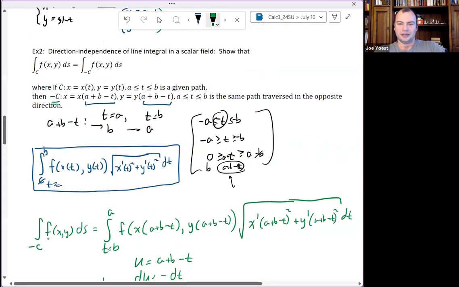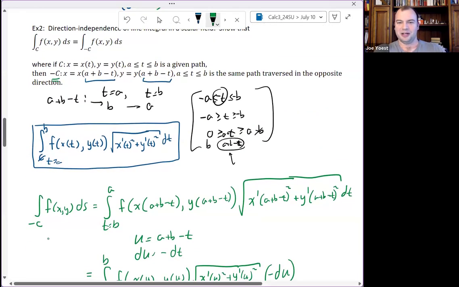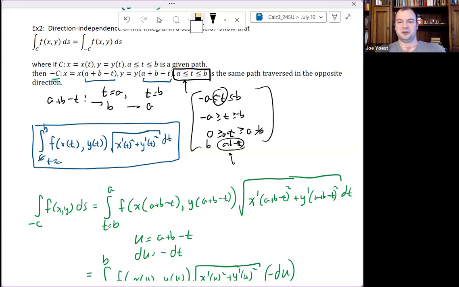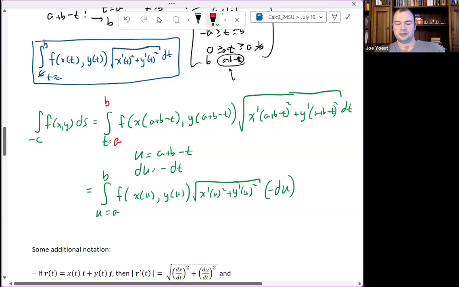Oh, I've made several dumb errors in this problem. I don't know what my deal is with this problem. I was jumping ahead to the next part, but t goes from a to b still. That's why we did all this business with the a plus b minus t, so that t still went from a to b. So sorry about that. That should be a to b here, then u goes from b to a with a minus.